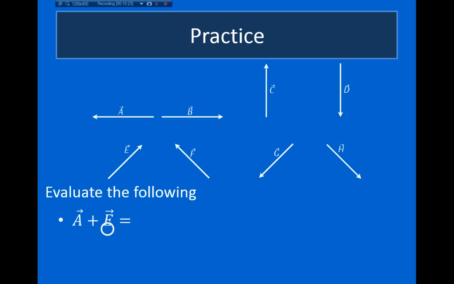This next one says A plus E. So here is A. E is pointing up and to the right. So we can see now that the sum of these two looks like this. It's pointing up and to the left, so that's F.